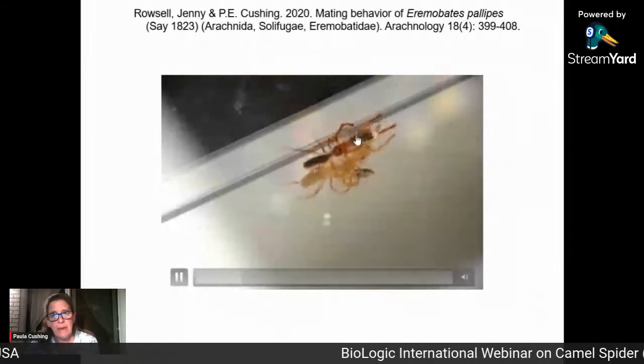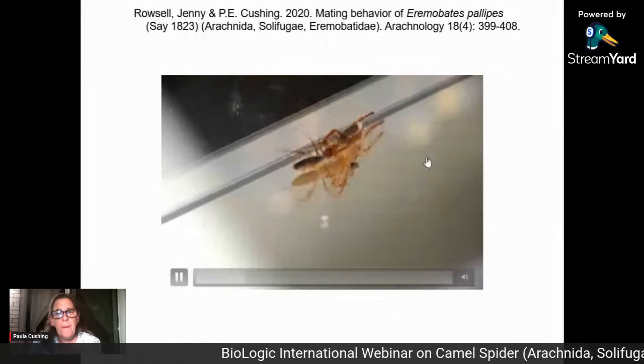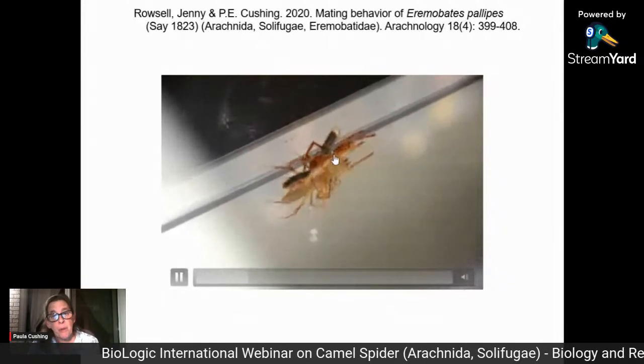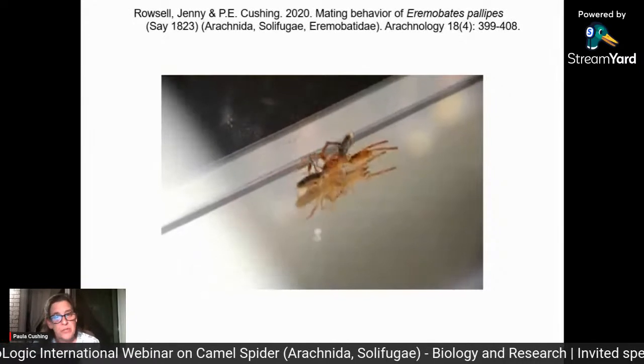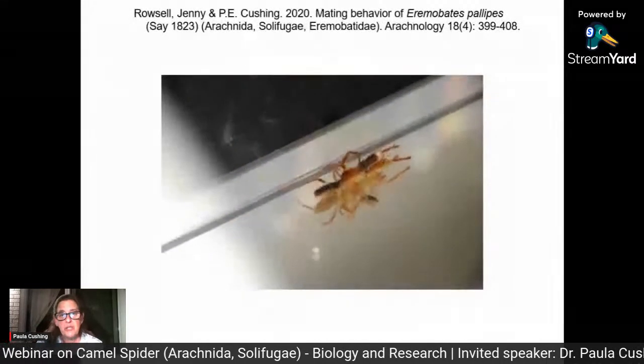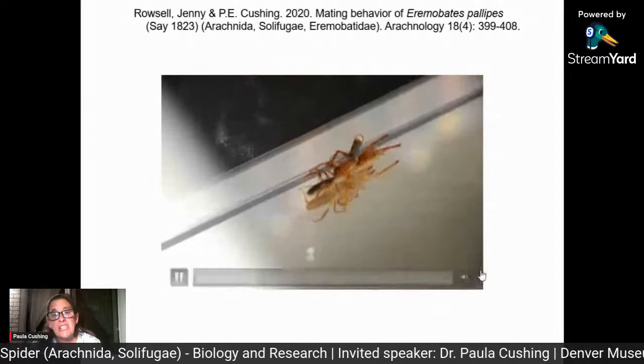This is the female. Her body is bent over. The male is maneuvering her body using his pedipalps, and we'll talk about what exactly he's using when he's doing this. And he's chewing on her.